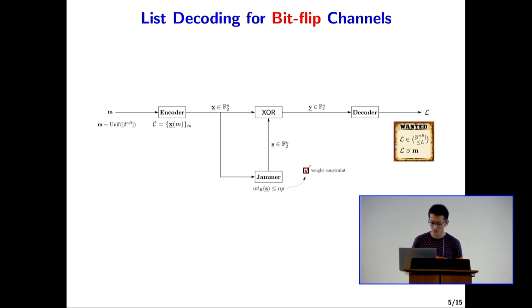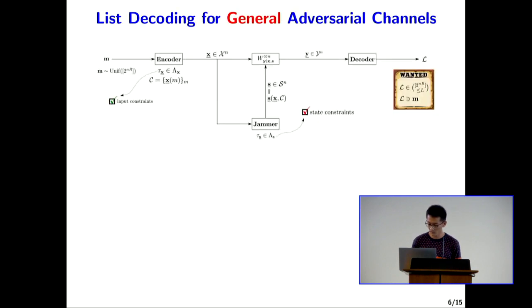Generally, there's a much more general channel model in information theory, namely the following. I can make every vector in the system come from a general alphabet. For example, X is from script X to the n, Y is from script Y to the n, and the noise vector S is from script S to the n. And I want the input to the channel X and S to satisfy certain constraints. In the binary case, S has to satisfy some Hamming weight constraint.